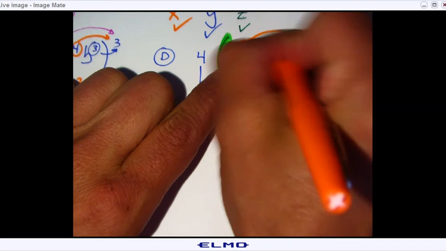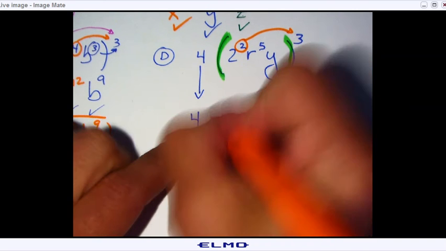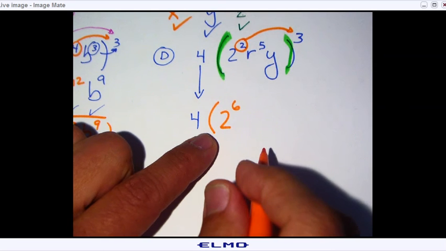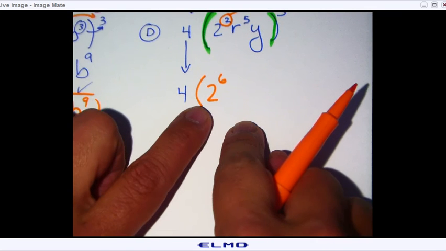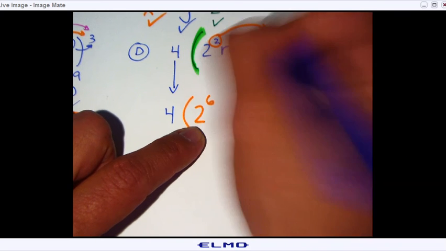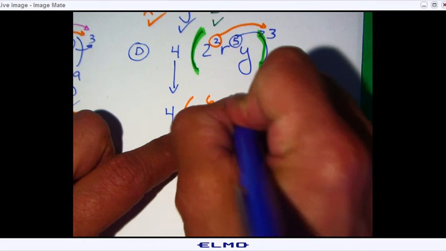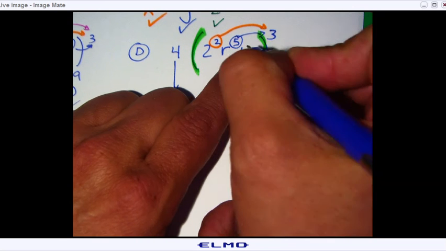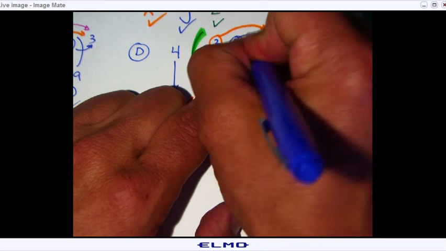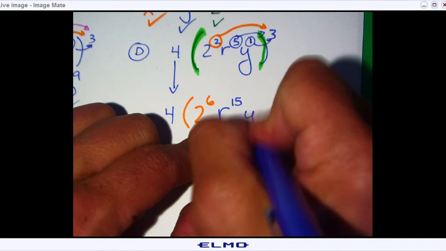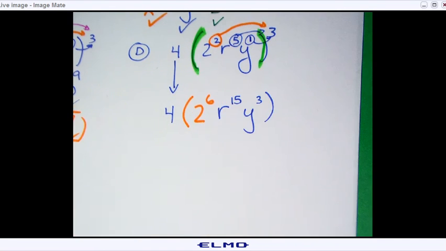So here we go. You have 2 times 3, all right? So let's go ahead and put the parentheses, which is 2 to the power of 6, all right? Make sure you're looking at your mistakes. We got 4 times 3 is 12. And then Y has nothing, but it does have the invisible 1, okay? So 1 times 3 is 3. So Y to the power of 3. And there you go.